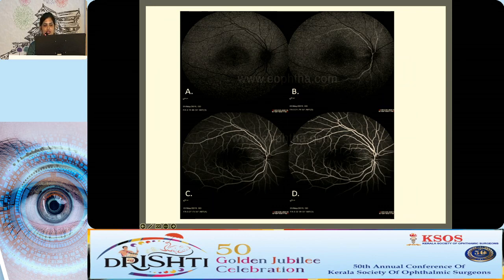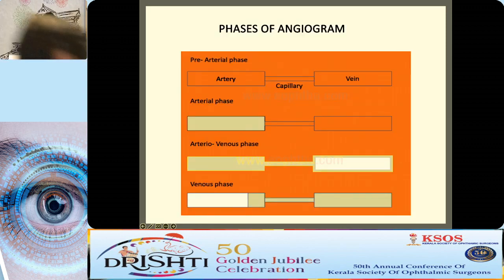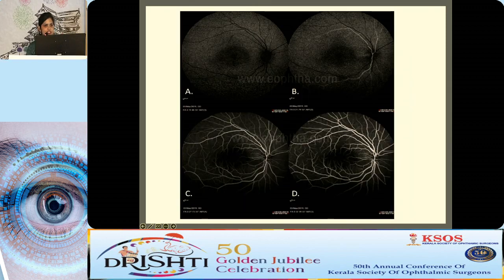The first is the pre-arterial phase, where we will not see any dye perfusion. The next is the arterial phase, where we can see the dye perfusion through the arteries, mainly the superior retinal artery and the inferior. Next is the mid-venous phase and the late venous phase.